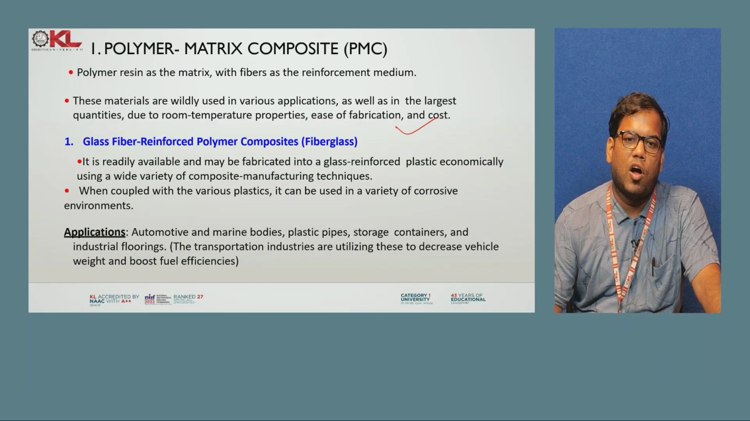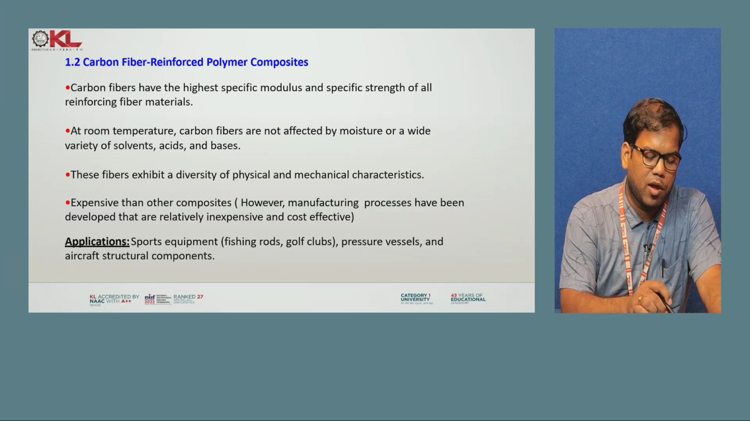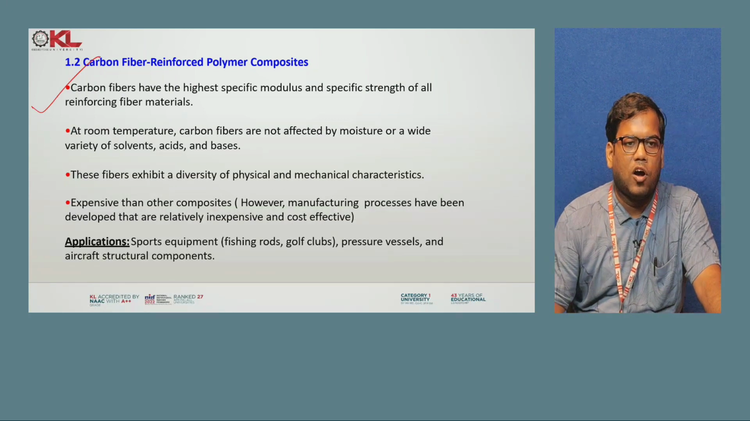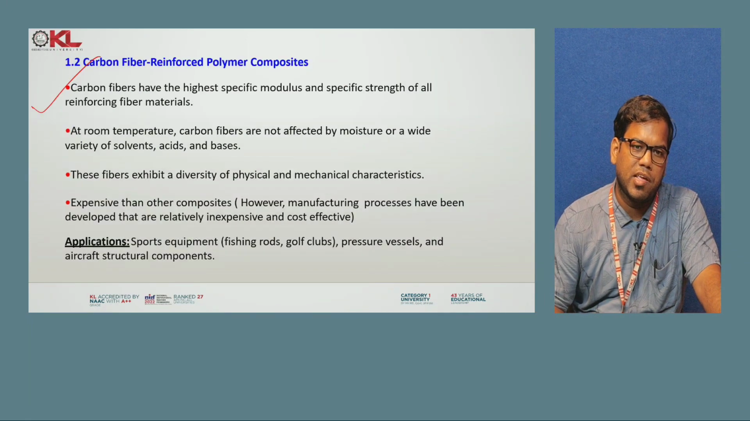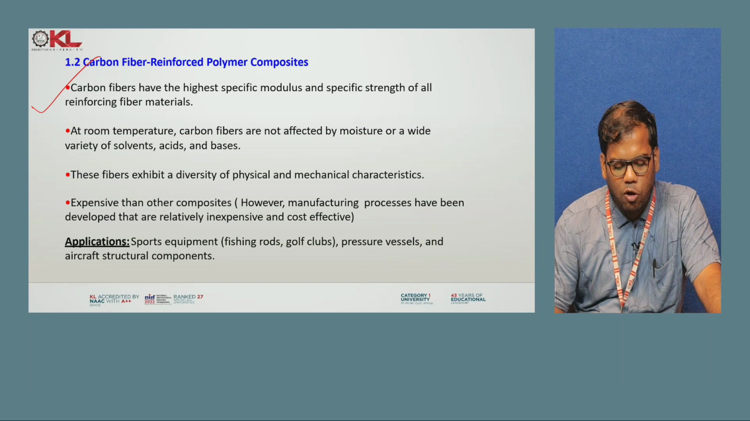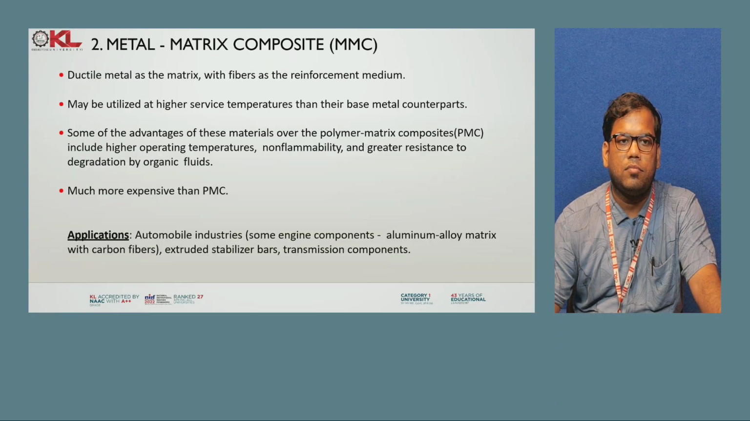Glass fiber reinforced composite is an example of polymer matrix. Carbon fiber reinforced composite is another example of polymer matrix composite. GFRP and CFRP are very widely used in automobile as well as aerospace applications. Next one is the metal matrix composite.